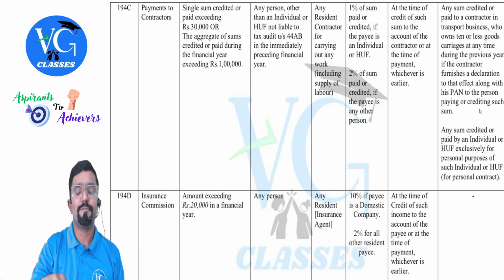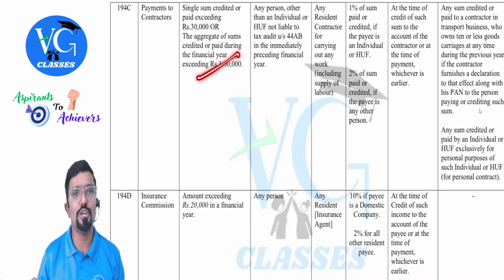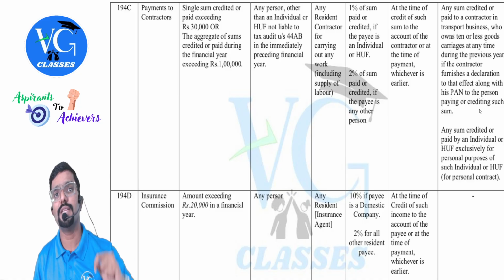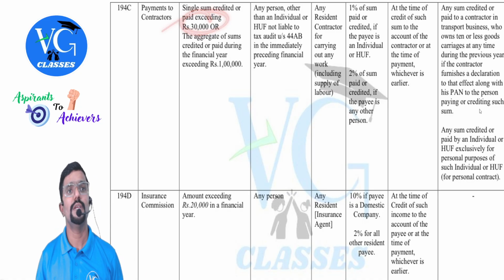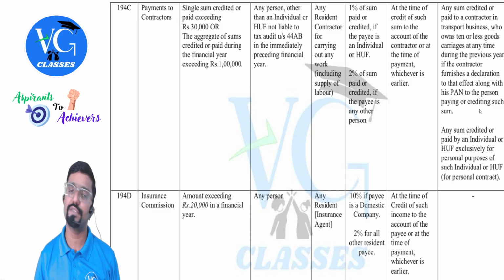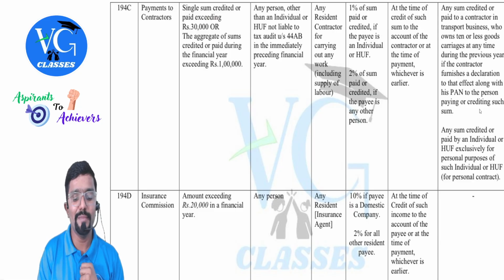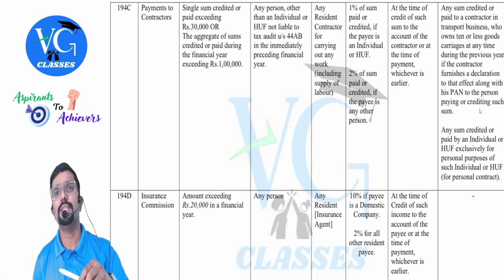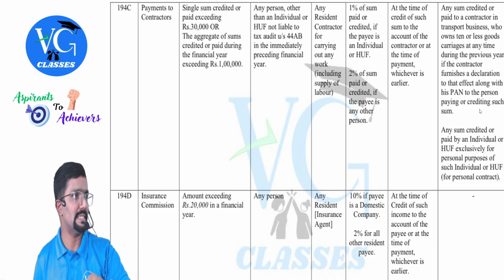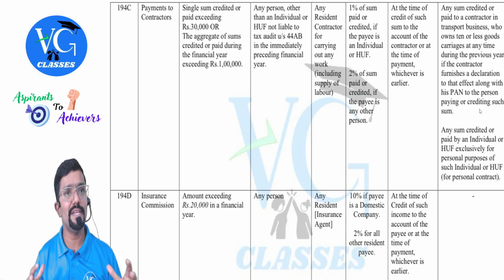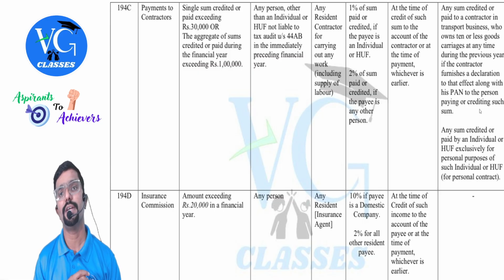Sir, what is the threshold limit? Now I am coming back to this. If a single payment is made, the threshold limit is 30,000. If it crosses it, should we deduct TDS? Yes. Sir, what if multiple payments are made? Then the aggregate limit is 1 lakh. That is, if aggregate payment in a year crosses 1 lakh, TDS has to be deducted.